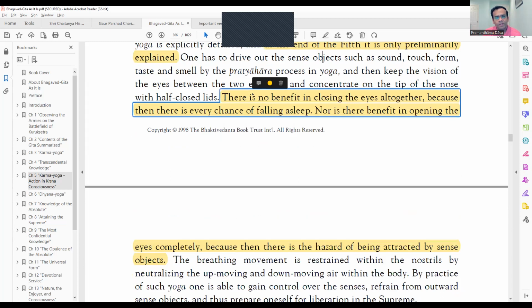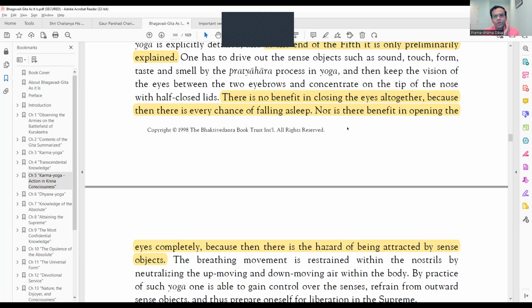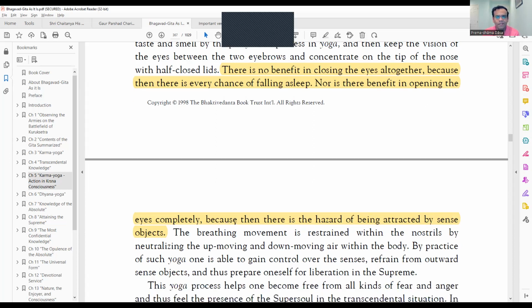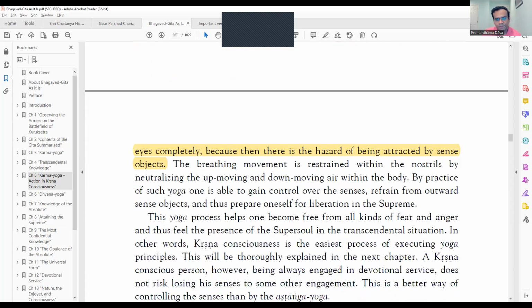And this is a very important principle that we can adopt in our day-to-day practice of chanting. Prabhupada is telling us, don't close your eyes completely and don't open them completely. Keep them half open. There's no benefit in closing because there is every chance of falling asleep, nor is there benefit in opening the eyes completely because then there is the hazard of being attracted by the sense objects. So you keep them partially open.